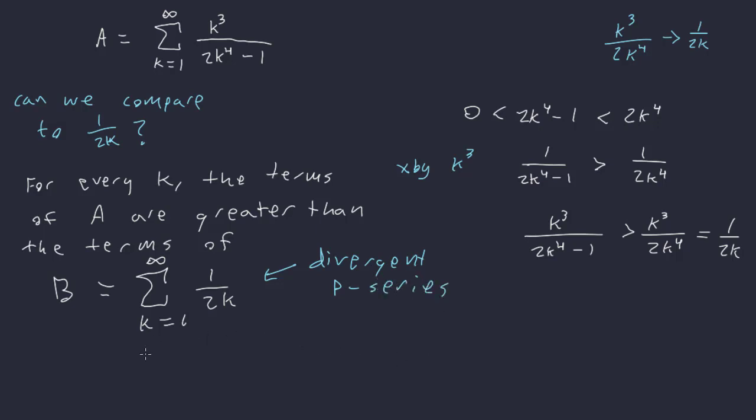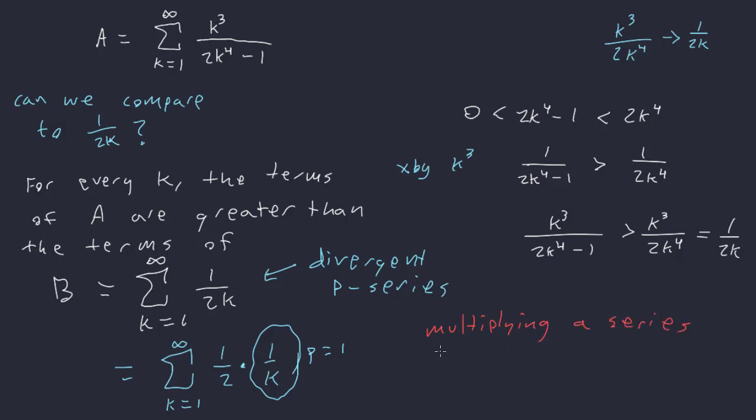And that's because it's actually the series k going from 1 to infinity of 1/2 times 1 over k. Now this is the p-series part. P is equal to 1. Okay, and we're multiplying it by a fraction, but remember, multiplying a series by a constant does not change whether or not it converges or diverges.